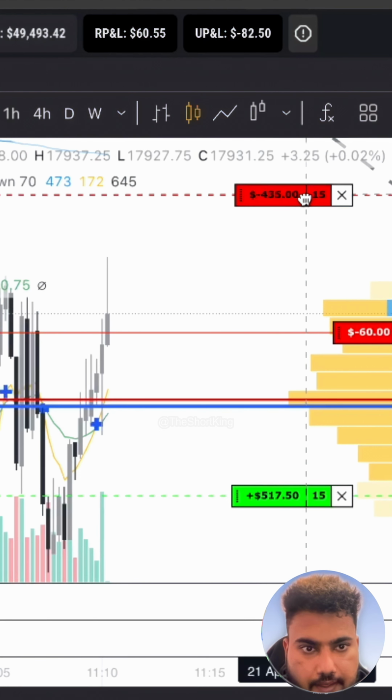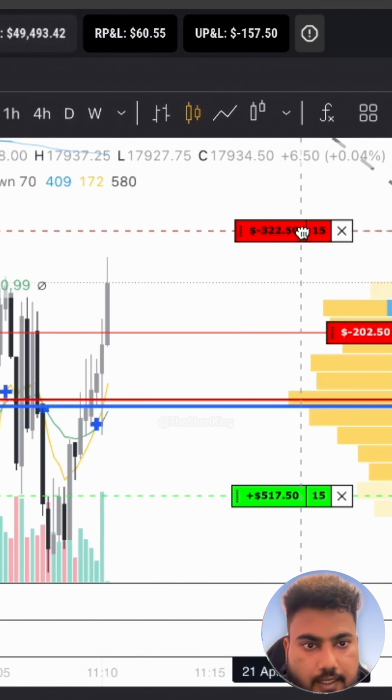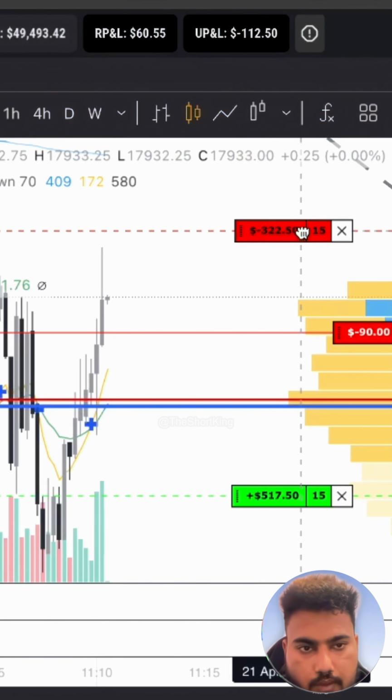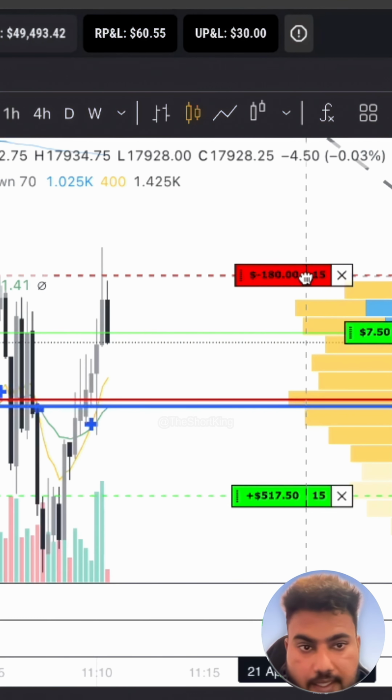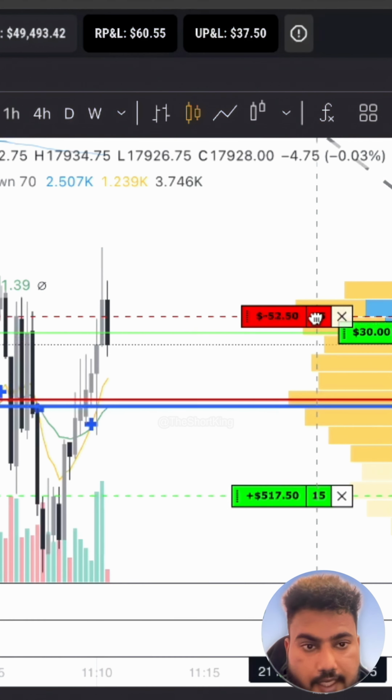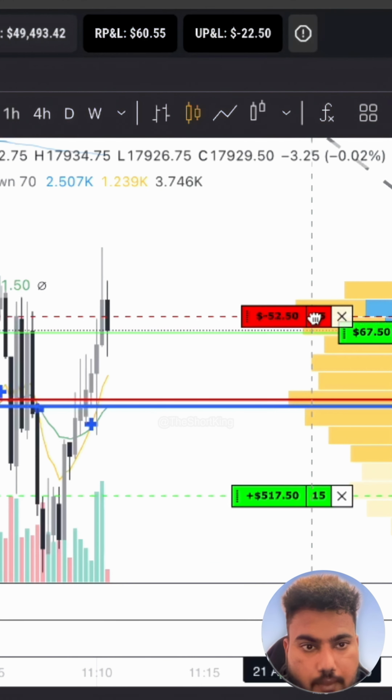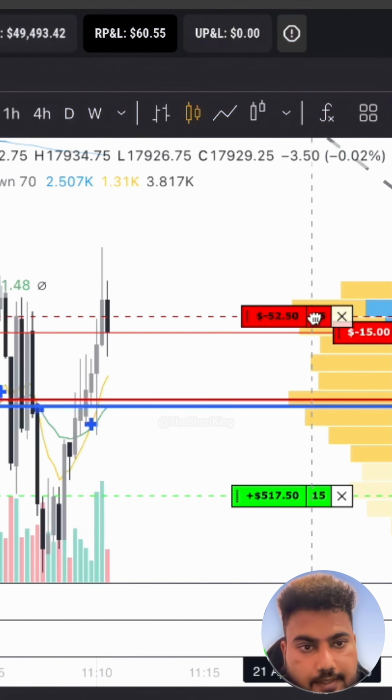So right here, I started minimizing my risk. This is the one rule that I always follow: to minimize my risk as soon as possible. By the way, I'm not using any ICT or smart money or anything. I'm just using the data which I can see on the screen, on the order flow. I would keep trailing it until it stops out my stop loss.